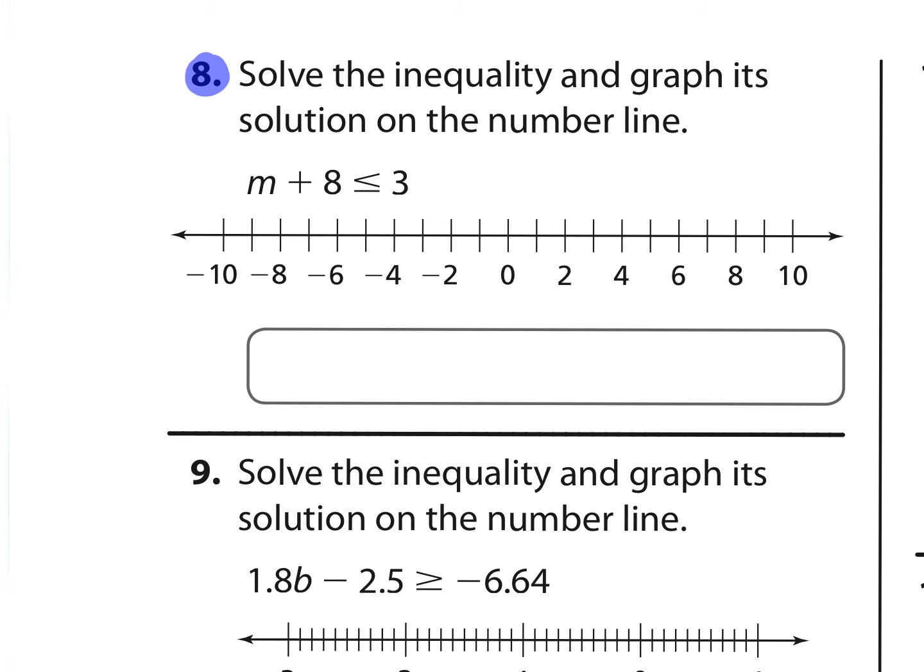However, the total number of batches that she could complete is 2 batches of bread. Number 8, solve the inequality and graph its solution on the number line. So I'm just going to rewrite the inequality over here. M plus 8 is less than or equal to 3.